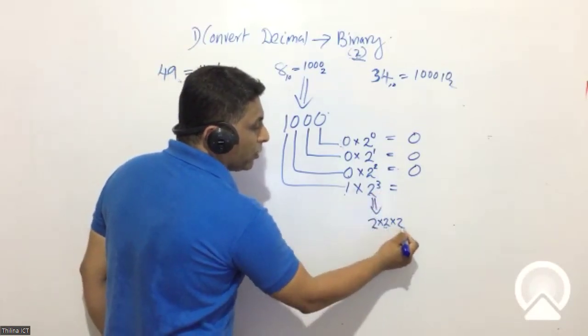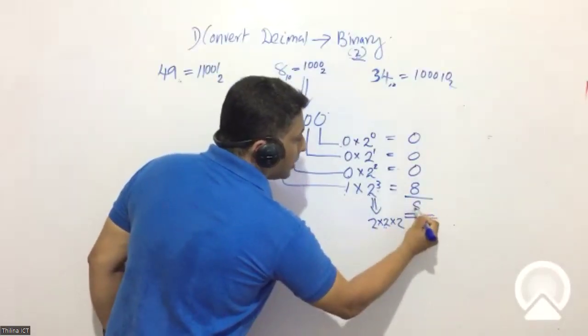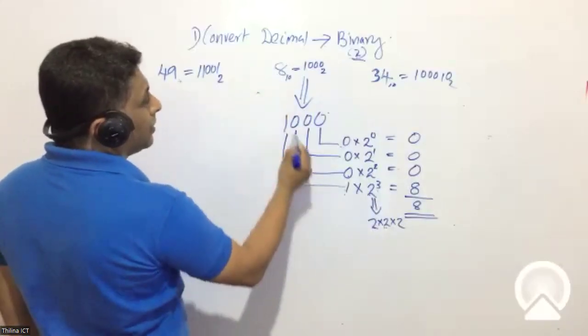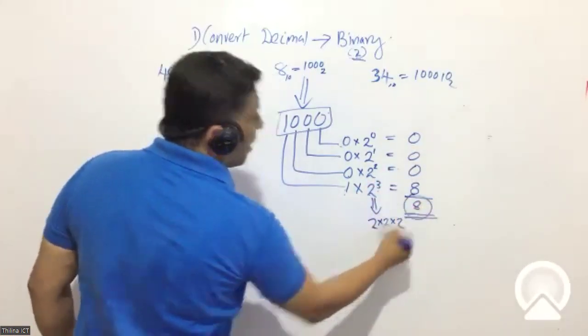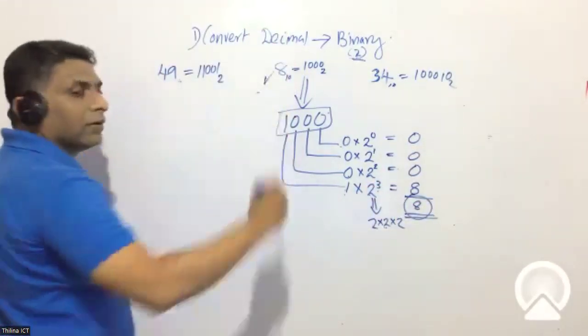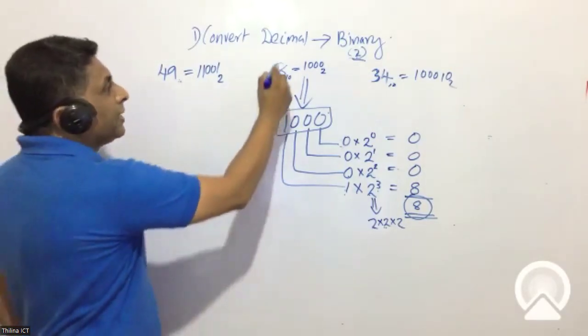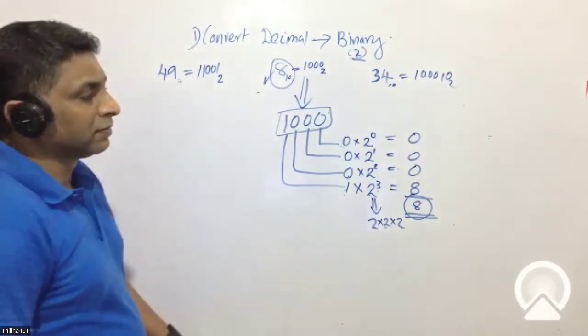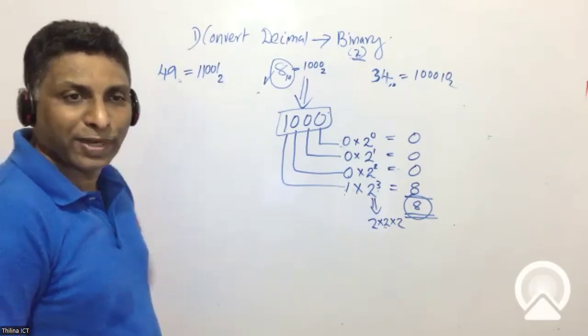2 into 2, 4. 4 into 2, 8. So this represents 8. 8 into 1 is 8. Add all together, that's 8. Now our answer is correct. We converted this number to binary, so we got binary here. So this calculation is right. We got 8 in base 10, so our calculation is right. So we are so happy now.